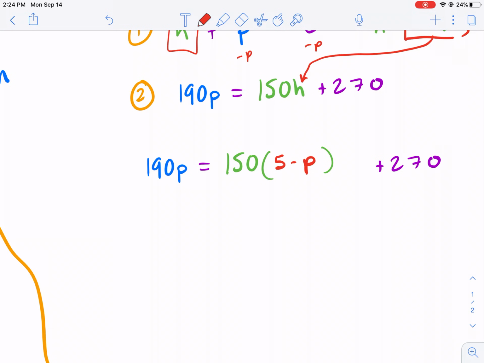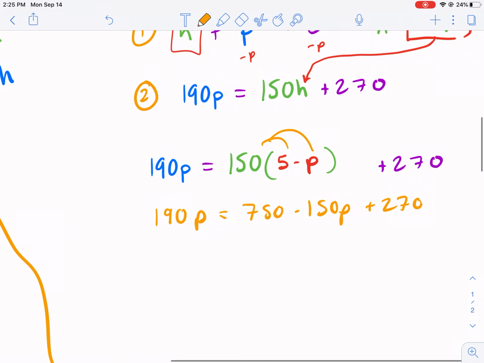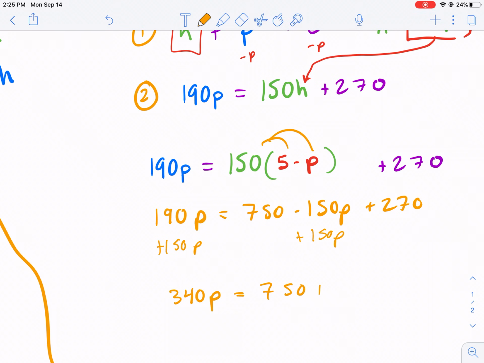Okay. Now, let's proceed. The first thing I'm going to do is distribute. I'll use orange. Distribute. So I have 150 times 5. I get 750 minus 150p plus 270 equals 190p. Okay, I like to get my p's together, so I move the smaller one. I move 150p to both sides. We'll add 150p to both sides. 150 plus 190, and I get 340p equals 750 plus 270.